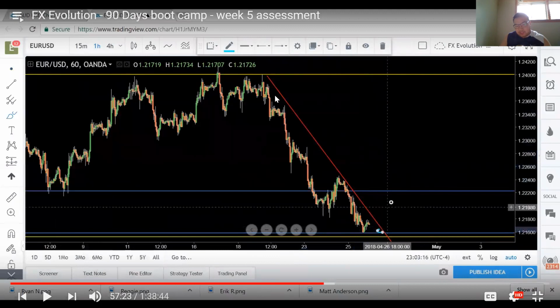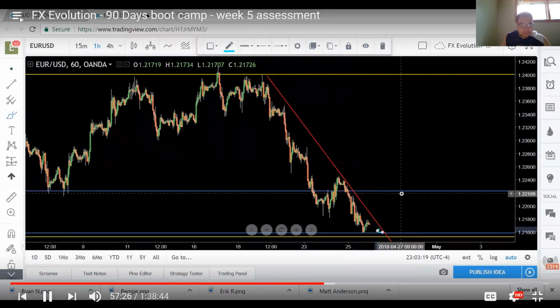Her trend line is so far from her points. It makes a huge difference. Every candle's money. Every little movement is money. So very, very, very key to be accurate on your drawings. Do a buy. Hopefully it'll come back up.